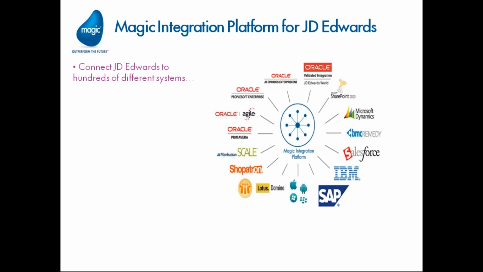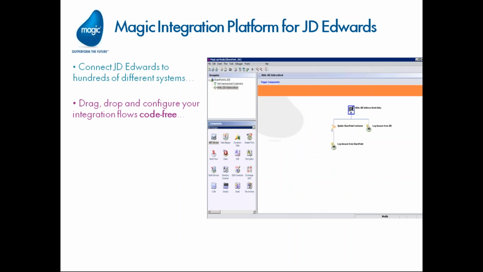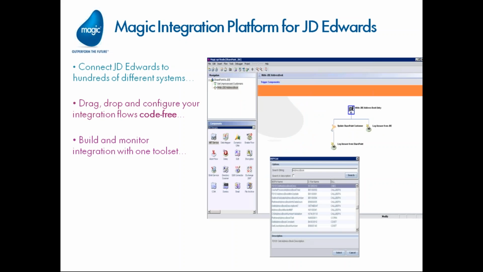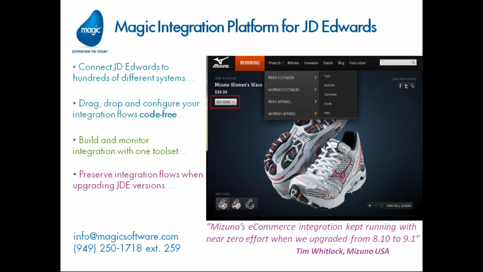So this is the slide that Oracle presents to their customers. They talk about the Magic Integration Platform, how it can connect to all the various back-end systems, how it simplifies the process through a drag, drop, and configure integration flow, that it's code-free, that you're able to build and monitor integration with one tool set. And this is very powerful for the typical mid-size IT department that's running J.D. Edwards and Agile PLM. And that's why so many customers are doing this today, and why Oracle is talking about it even in their upgrade workshops.